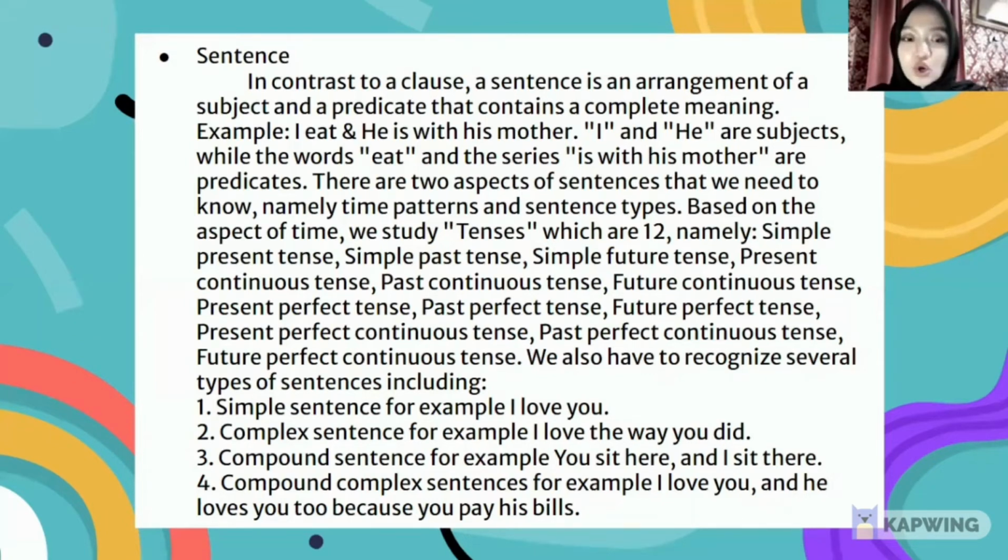And we also have to recognize several types of sentences, including one is about simple sentence, for example, "I love you." Complex sentence, for example, "I love the way you did." Compound sentences, for example, "you sit here and I sit there." And the last one is compound complex sentences. For example, "I love you and he loves you too because you pay his bills."